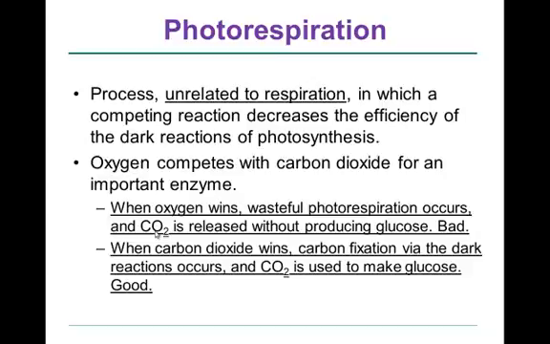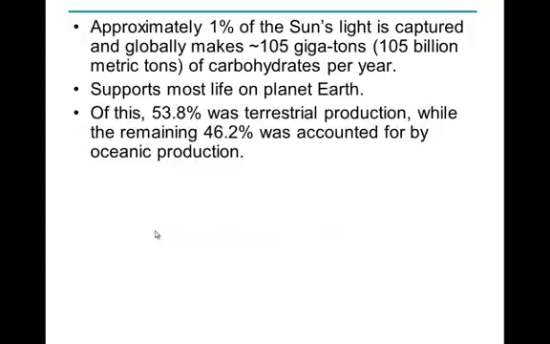Before we leave the topic of photosynthesis itself, I want to just look at kind of a global picture. It's approximately 1% of the sun's light is captured by photosynthesis, and globally it makes something around 105 gigatons, 105 billion metric tons. I honestly don't have a good idea of what this number is, but this is the estimate that scientists have come up with for the annual production of photosynthesis on the planet. And this is kind of what supports all other life, including human life. And so this is what's at the base of the food chain.